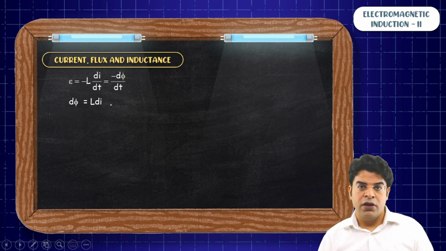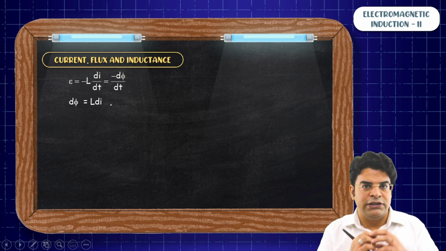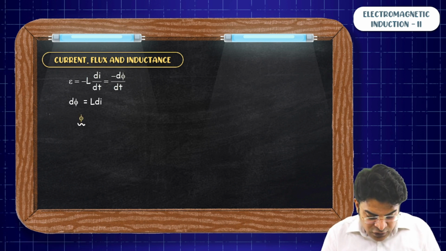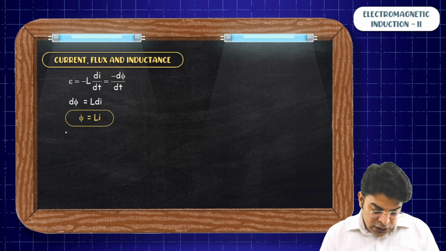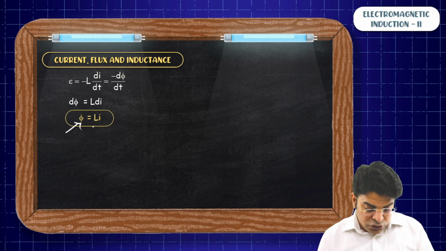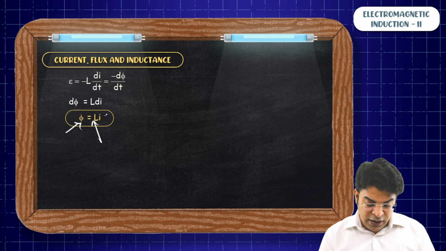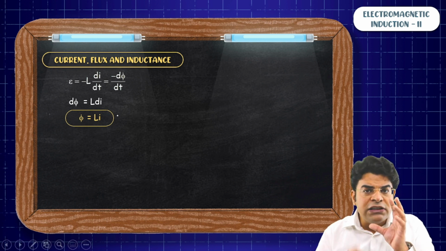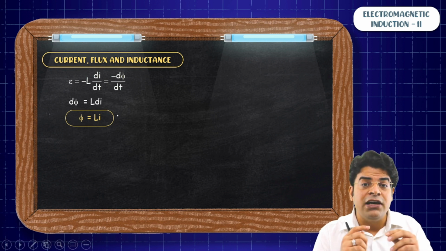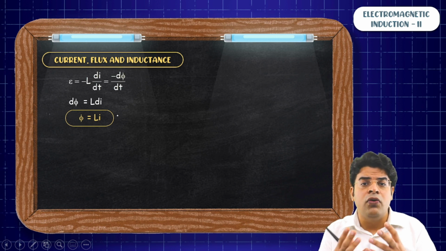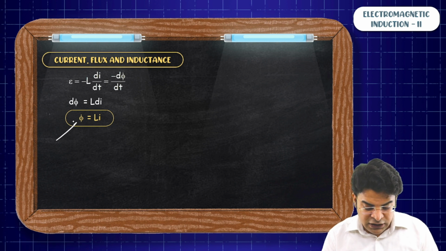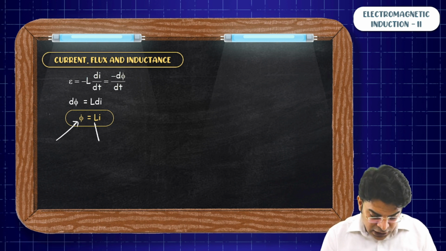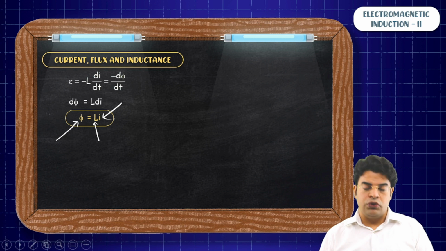Now if we integrate both sides, we can say that the flux linked with the coil equals the inductance of the coil times the current flowing through it. Once more, the flux linked with the coil equals inductance times current. These are small correlations which many a time students don't know, and hence they don't know how to solve a bigger question. This is one small thing that you must know. The flux linked with the coil equals the inductance of the coil times the current flowing through it.